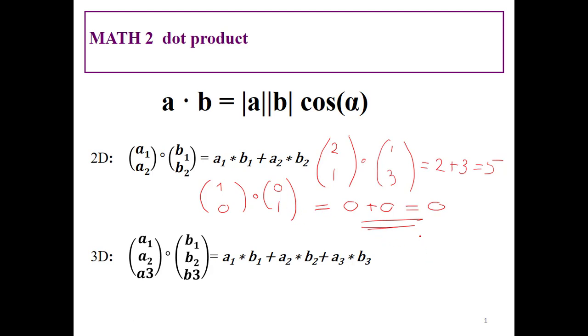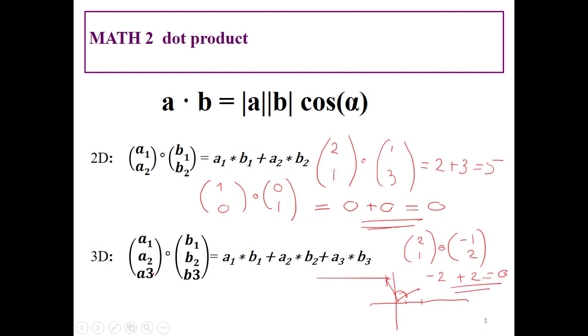Let's check another one. For instance, the vector 2, 1 and the vector minus 1, 2. If I make a drawing of this, the vector 2, 1 would be this one, and the vector minus 1, 2 would be this one. So it looks quite perpendicular, huh? This looks like an angle of 90 degrees. So let's check it. Let's do the dot product. That would give us minus 2 plus 2, and indeed the dot product calculation gives us 0.